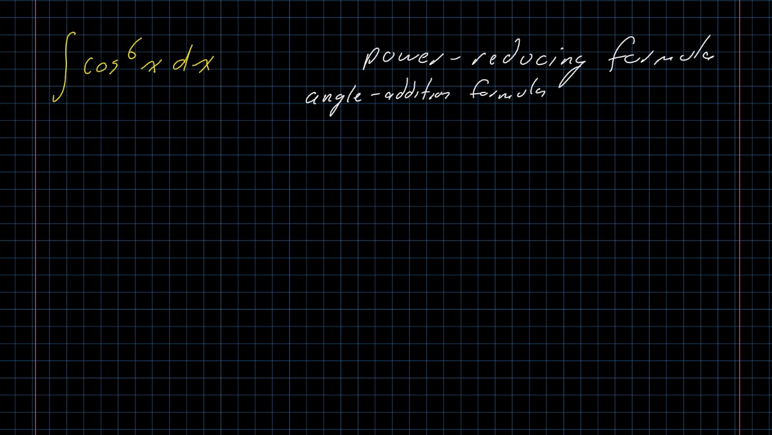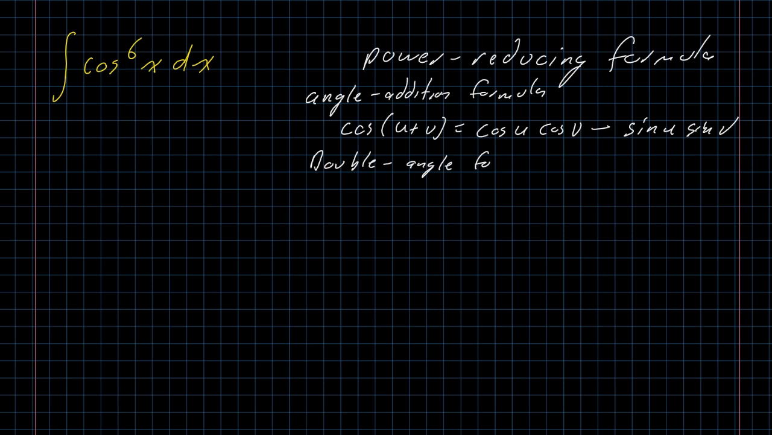Specifically, the angle addition formula for cosine, which tells us that the cosine of u plus v is equal to cosine u cosine v minus sine u sine v. From that angle addition formula, you can then generate what's called the double angle formula. And the double angle formula is just what happens if u and v are the same angle.